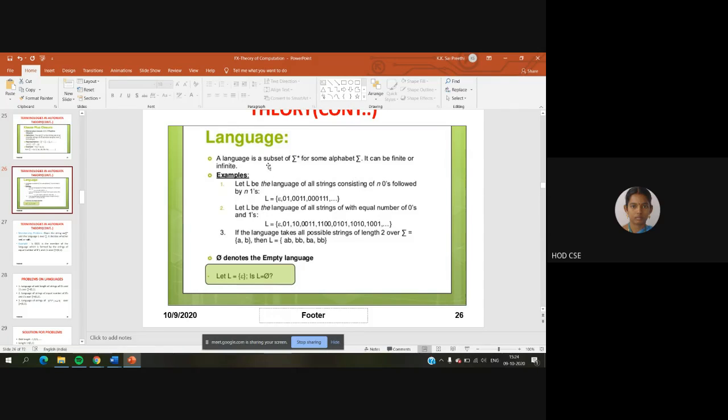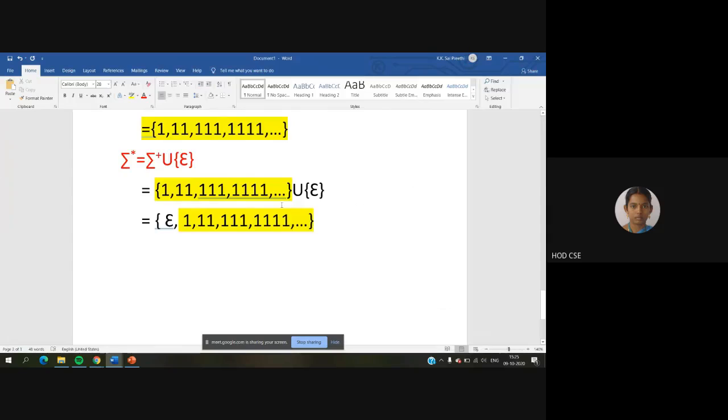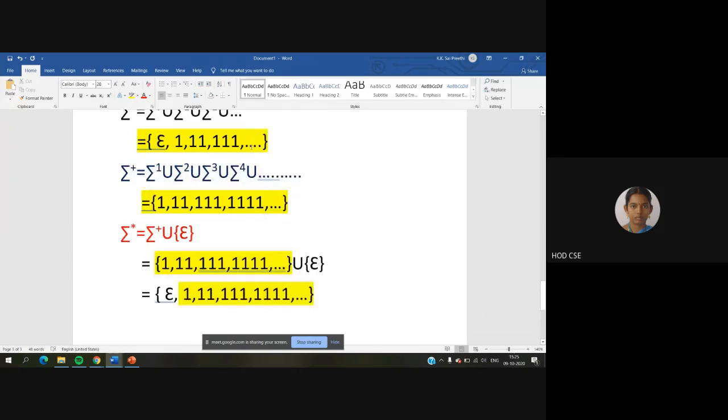So a language here is a subset of sigma closure for some alphabet sigma. It can be finite or infinite. Can you understand? Sigma star is always infinite, that we know. Even sigma star, even sigma plus, all are infinite. We put dot, dot, dot, and then close the brace.